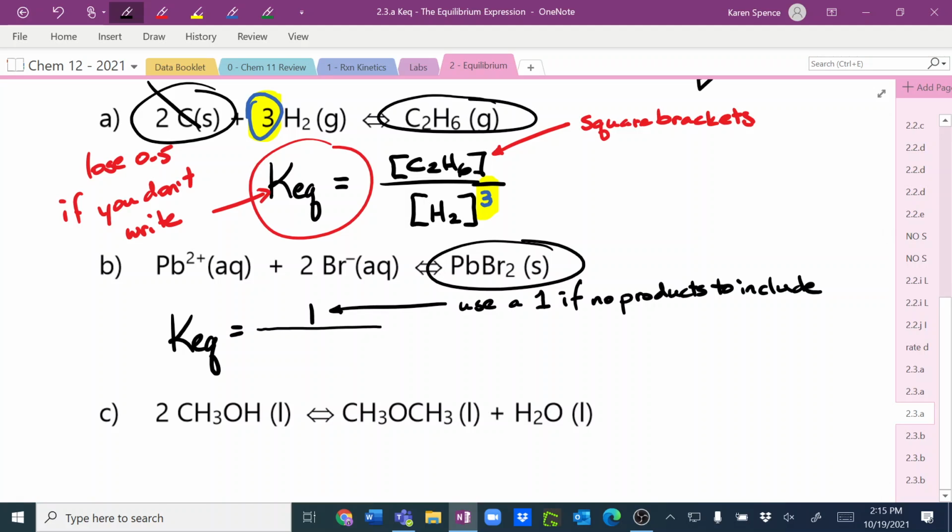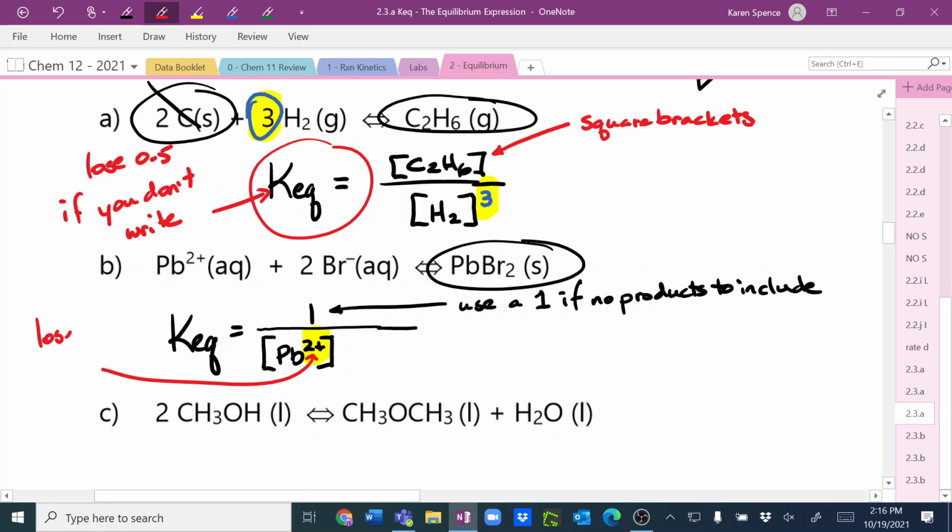Okay, and now we're looking at our reactants, both of which are aqueous, so we will include both of them. So I have Pb. Is that okay? No, what did I forget? 2 plus. You will lose marks if you do not include your charges. Probably a quarter mark if you only do it once, up to about a half a mark if you do it more than once, okay? If you do it 3 times, I kind of max out at a half a mark for that, okay?